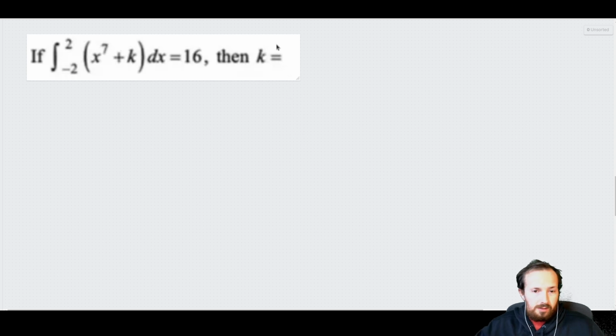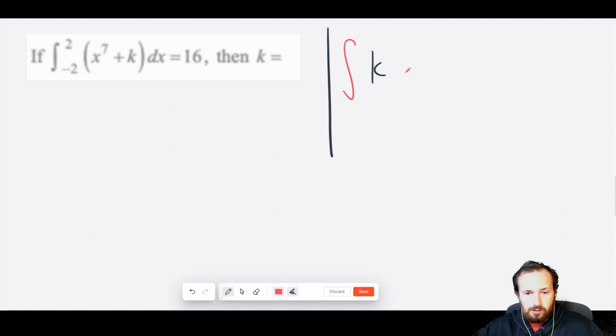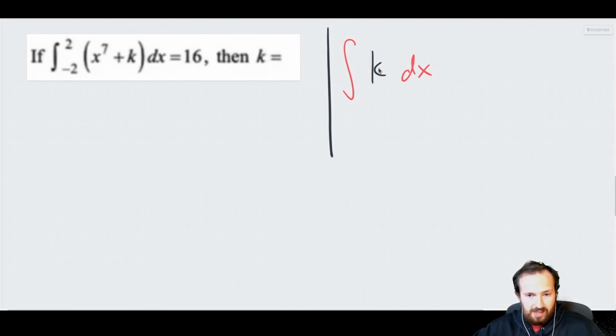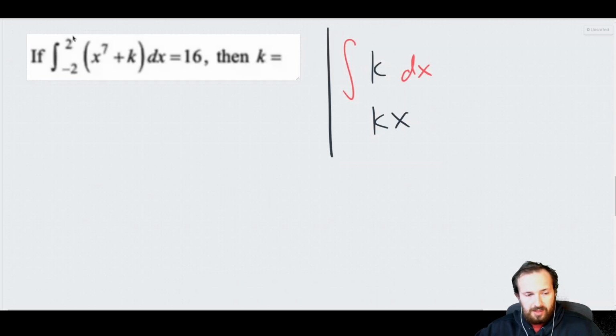So what do we mean by this? Well, if k is a constant, think about this. If you just had the integral of k with respect to x, and again, k is a constant, so it could be 2, 3, 4, who cares? What is the integral of 2? What is the integral of 4? What is the integral of 5? Well, it would just be whatever the number is, 2, 4, 5, times x. So what's the integral of k in general? kx. And you could often say plus c, but we don't really need that because we're dealing with a definite integral.